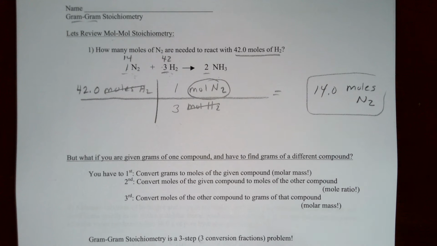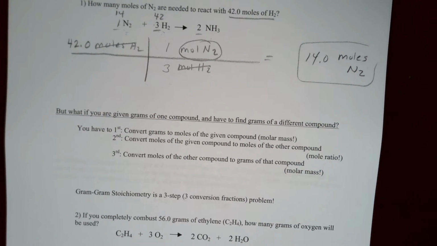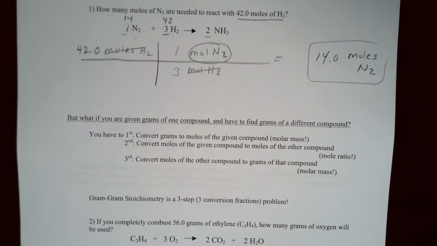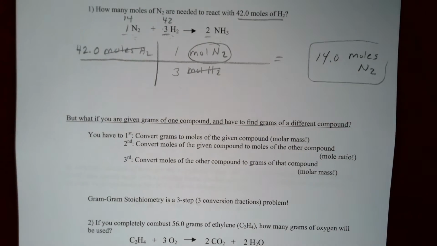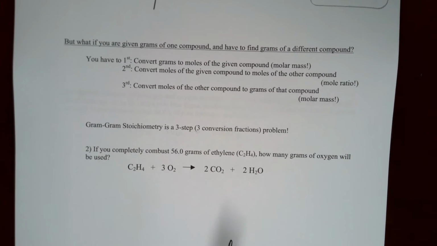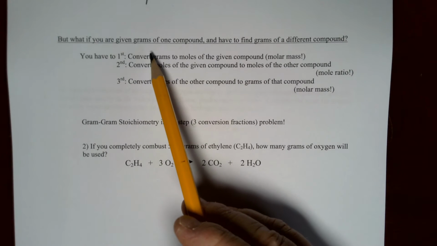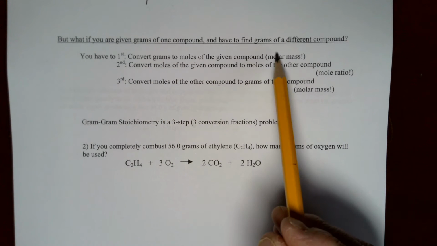But remember, the balanced equation coefficients are not a mass ratio. And so that's the added layer that we're adding on to this work. So what if you are given grams of one compound and have to find grams of a different compound? Okay. Let me just move this a little closer so we can see what we're doing here. So instead of given moles, find moles, now you're going to be given grams of one compound, and you'll have to find grams of a different compound.